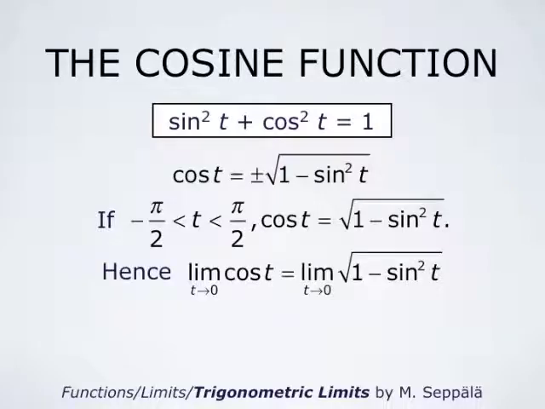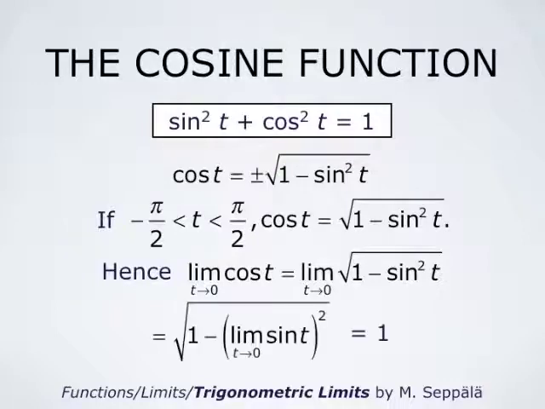And this means that the limit of cosine of t as t approaches 0 is the limit as t approaches 0 of the expression square root of 1 minus sine squared of t. And this is the same as square root of 1 minus the limit as t approaches 0 of sine of t, and that limit squared. Now, the limit of sine of t as t approaches 0 is 0. We have already established that. Therefore, the limit of cosine of t as t approaches 0 is 1.